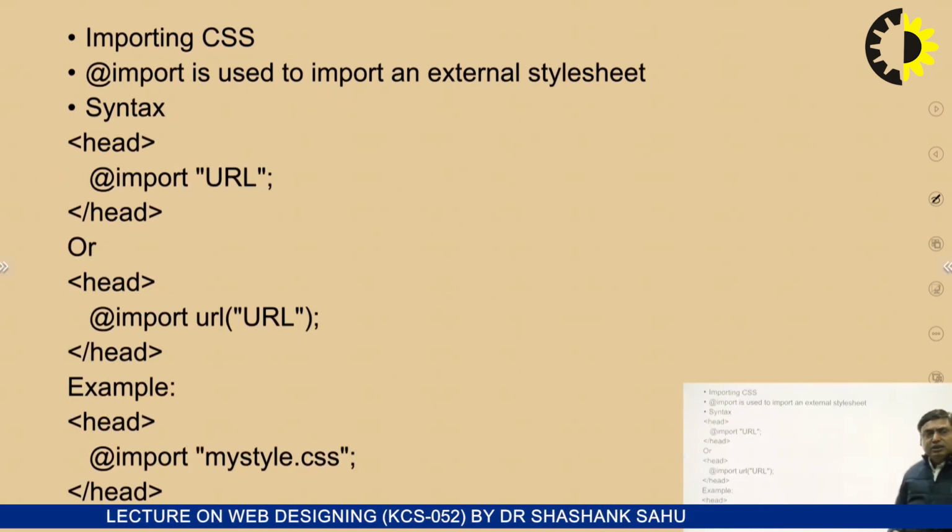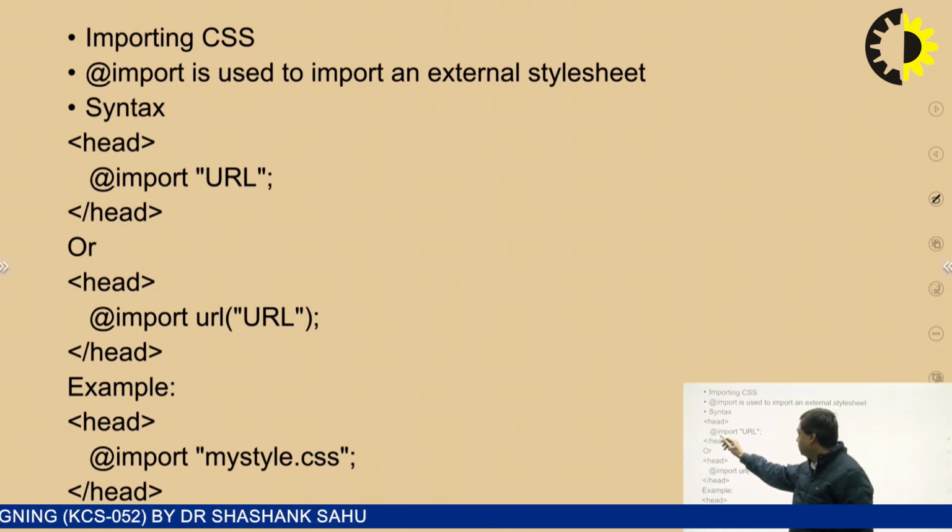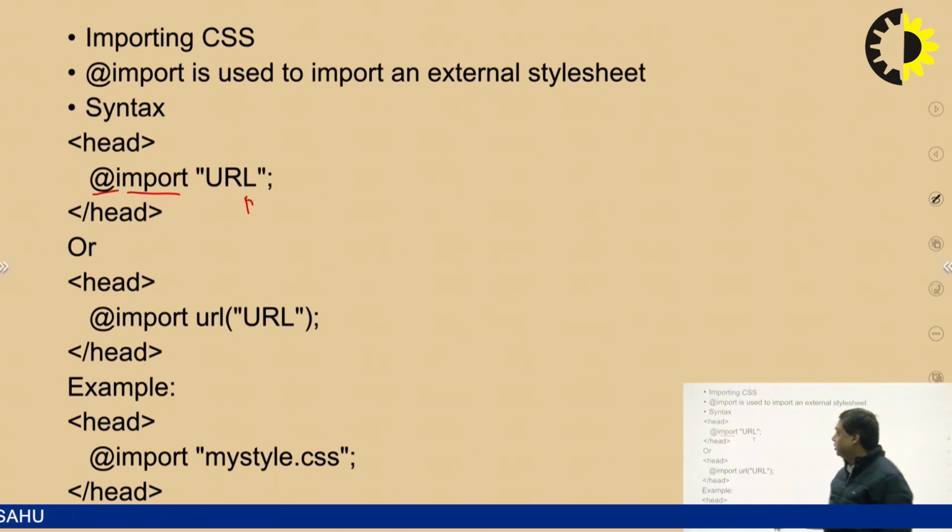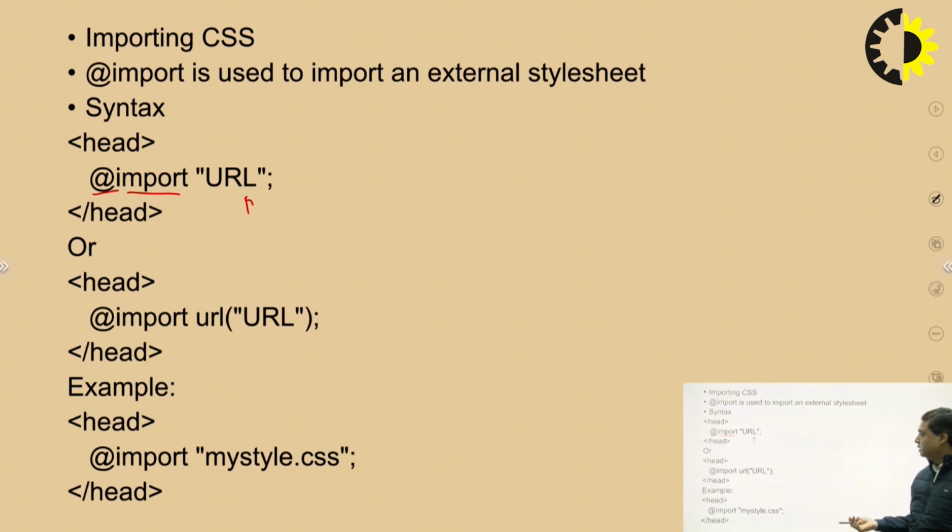Now you can import the CSS also. To import the CSS, we can use the import keyword with the @ symbol, and you can mention the URL. Whenever the CSS is available at this URL, it will be downloaded and included in your file.